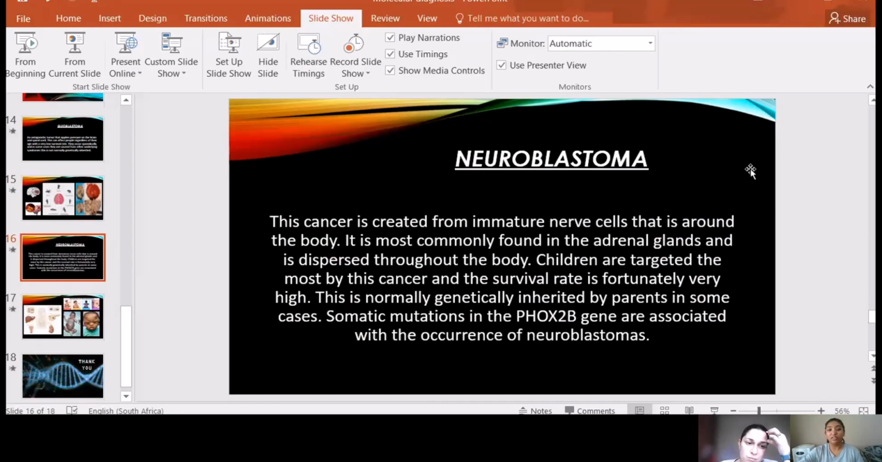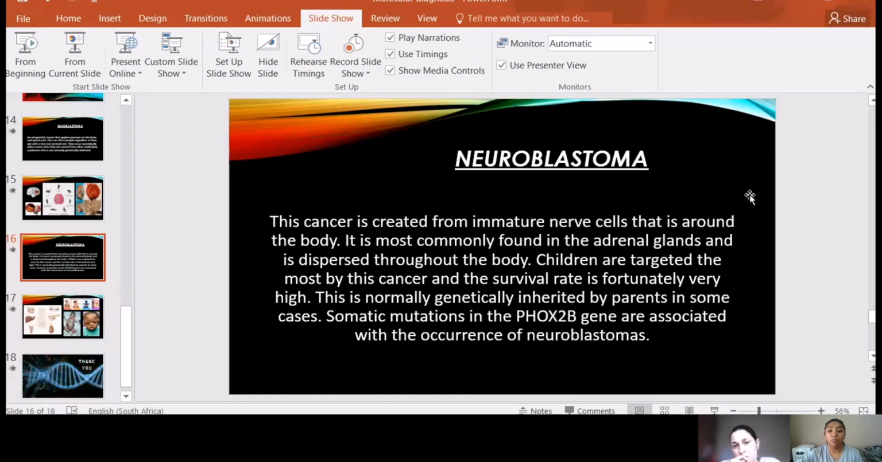Okay, a neuroblastoma. This cancer is most commonly found in children. This is the creation of immature nerve cells that is found around the body. They usually find it in the adrenal gland of the kidney, and from there it is dispersed throughout the body, throughout the pancreas, the lungs, the eyes, and so forth. The survival rate is fortunately much higher than a glioblastoma, and if detected early, it can be treated earlier and give the child a better life to live.